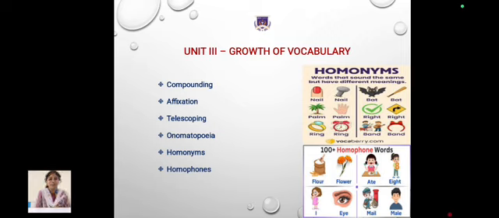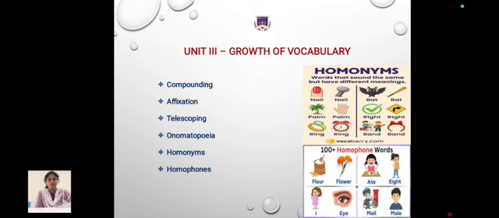And homonym. In the picture I have given, we have the same pronunciation, same spelling, but it gives different meaning. For example, bat, right, band, ring, all those come under homonym. And homophones, we have different spelling, but the pronunciation is the same, but the meaning is different, that is called homophone. So these are all the precise information about Unit 3.